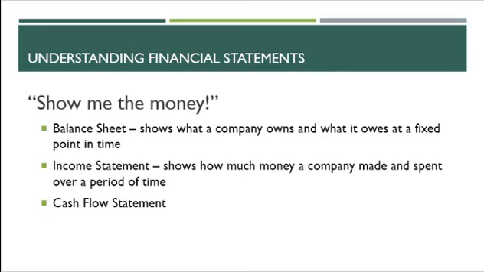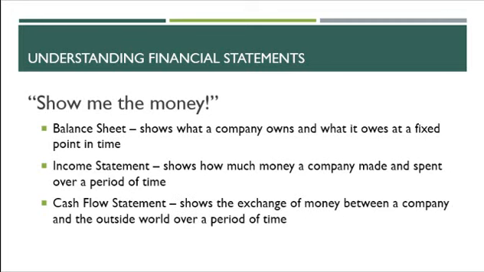An income statement shows how much money a company made and spent over a period of time. It's designed to show the overall progression of money and where it goes. And finally, the cash flow statement shows the exchange of money between a company and the outside world over a period of time. It would be the equivalent of your monthly checkbook, or if you keep a spreadsheet of your income and where your money goes each month so that you can keep with your budget, it would be similar to that.